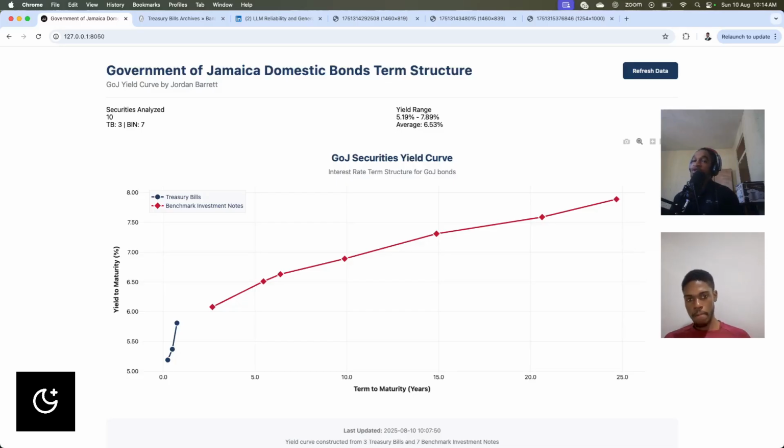Could you give us a breakdown of what a bond is and why should I buy a bond? Like, what even is a bond, man?